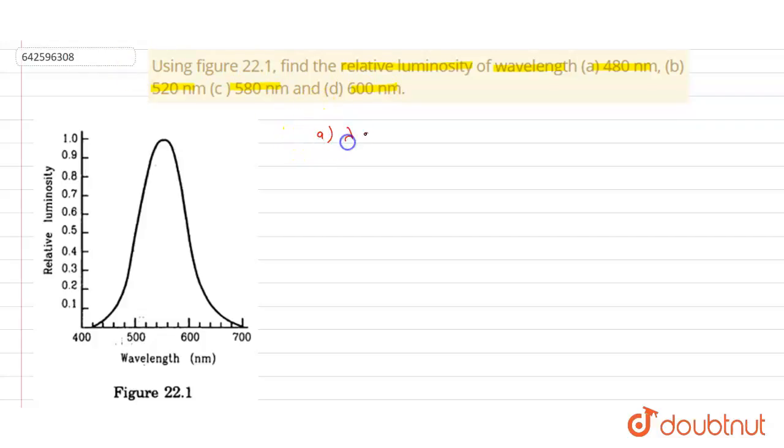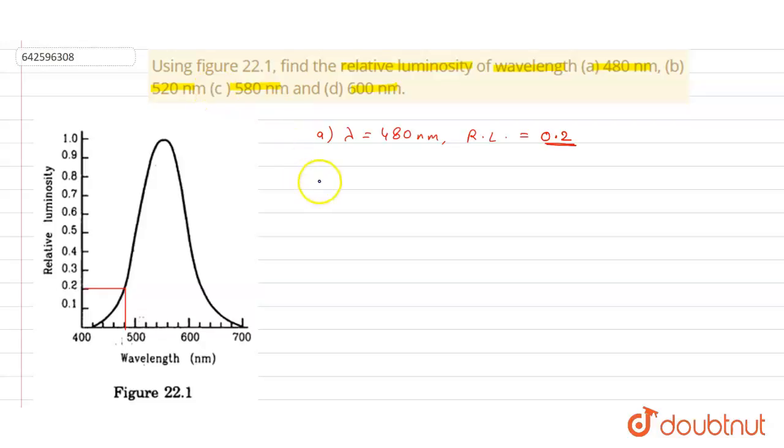For the first, the wavelength is given as 480 nanometers. Now, when the wavelength is 480 nanometers, relative luminosity will be equal to, now this is 400, this is 420, 440, 460, 480. So this is 480. Now for 480, we are getting this value on the graph as 0.2. So our value for relative luminosity is 0.2 and wavelength is 480 nanometers.